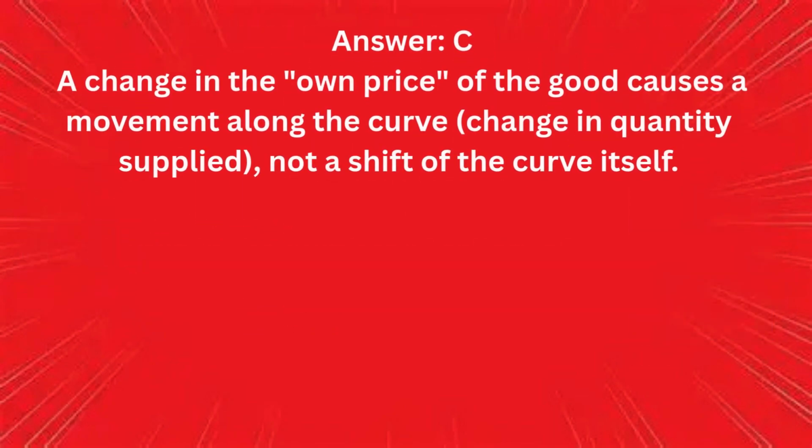Answer. C. A change in the own price of the good causes a movement along the curve, a change in quantity supplied, not a shift of the curve itself.